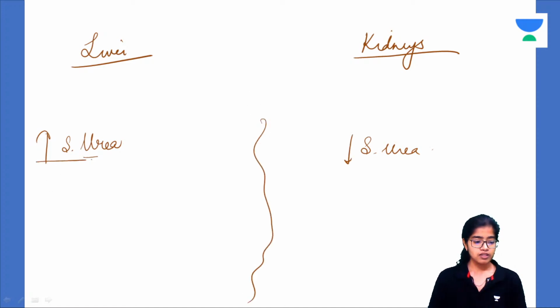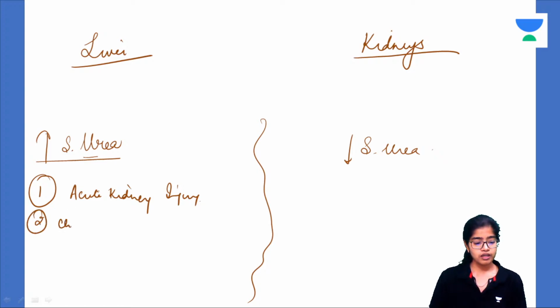Okay. Now, serum urea can be high when there is acute kidney injury. Then what will happen? And when there is chronic kidney failure or disease. Then what will happen?